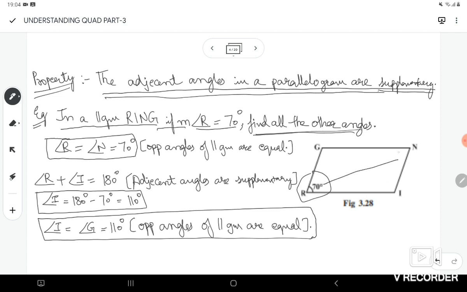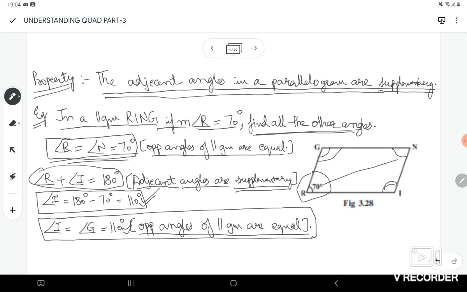Now, based on this, angle N would also be equal to 70 degree, because in a parallelogram opposite angles are equal. Also, angle R plus angle I would be 180 degree, as the property stated above, that is, adjacent angles are supplementary. From here, the value of I comes out to be 110 degree. Also, from I we can find the angle G, which is equal to I, 110 degree, because opposite angles of a parallelogram are equal.